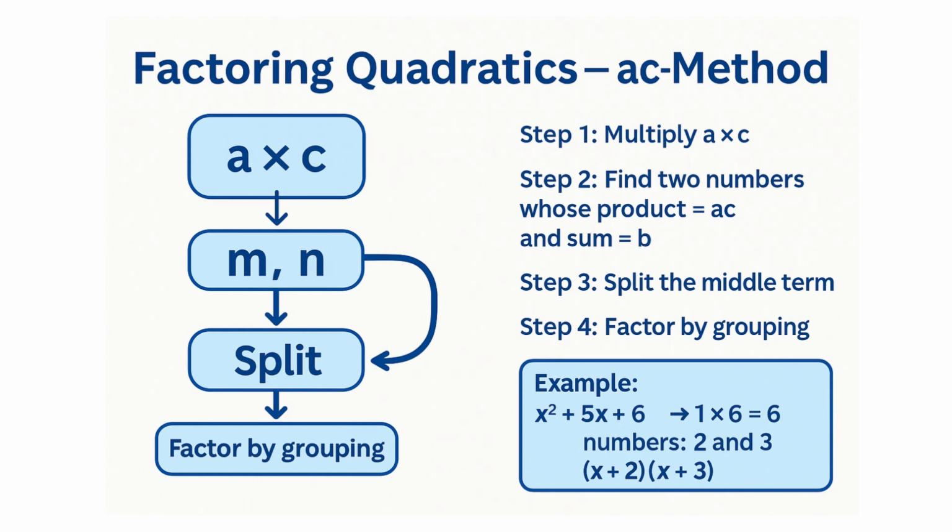Then we factor by grouping, taking common factors from the first pair of terms and the second pair of terms separately, until a common binomial factor emerges.